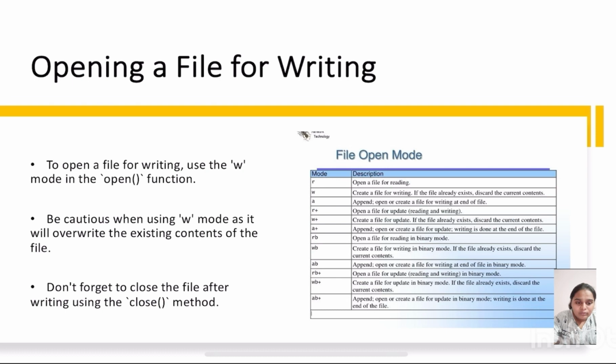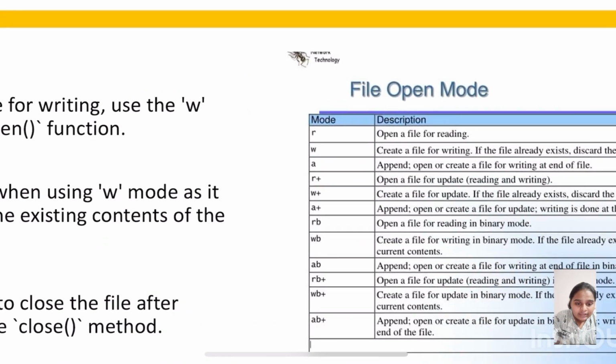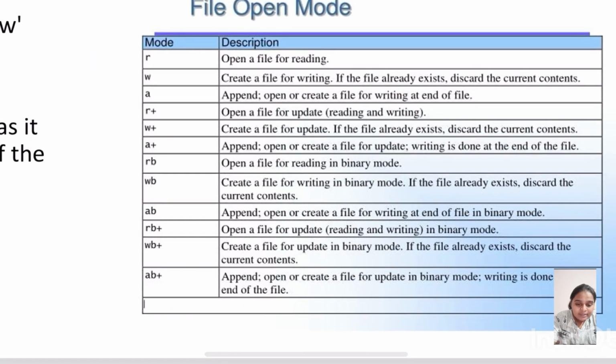The file open modes are: r, opening a file for reading. w, create a file for writing; if the file already exists, discard the current content. a, append: open or create a file for writing at the end of the file. r+, open a file for update. w+, create a file for update; if the file already exists, discard the current content. a+, append: open a file for update, with writing done at the end of the file.